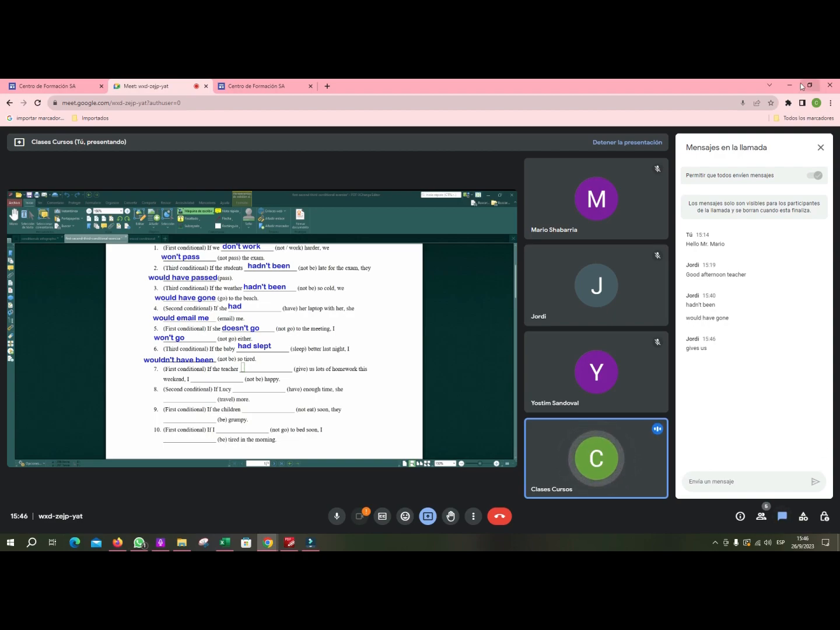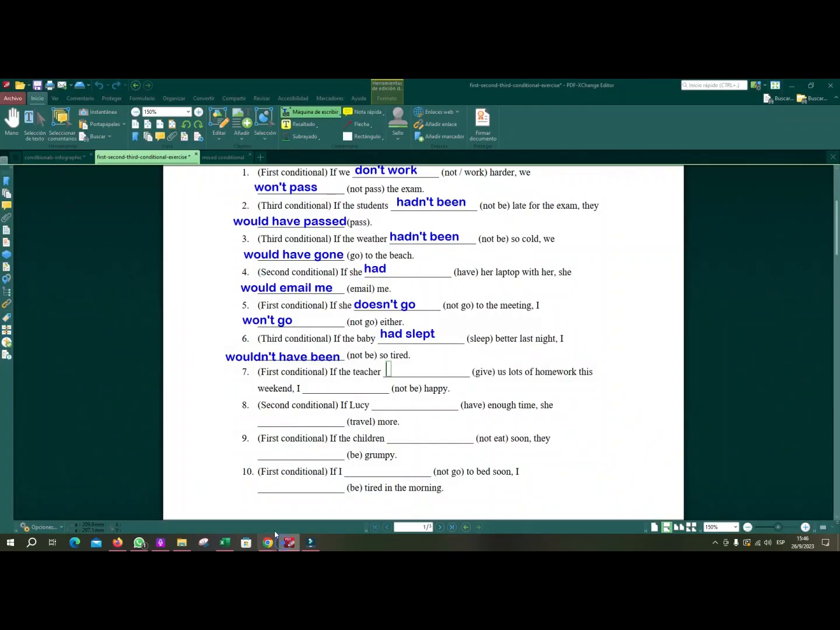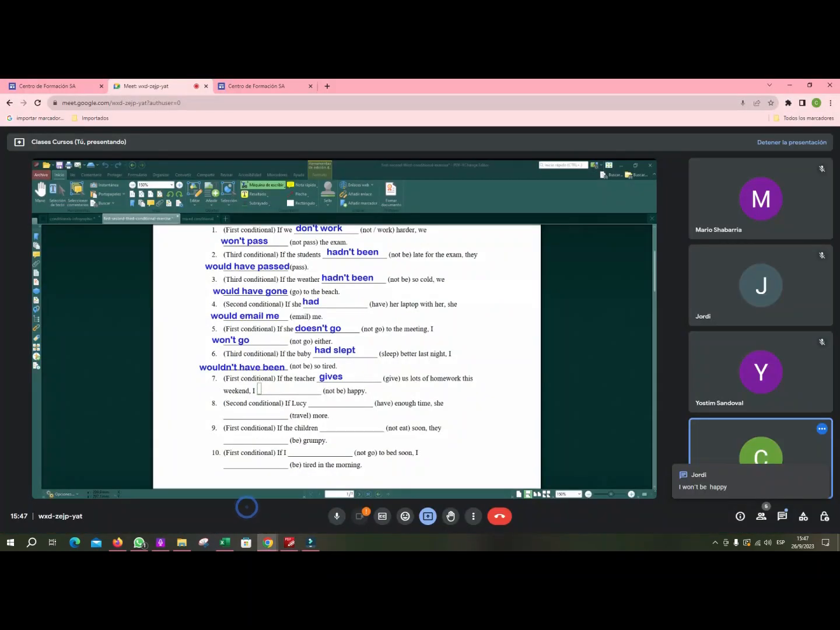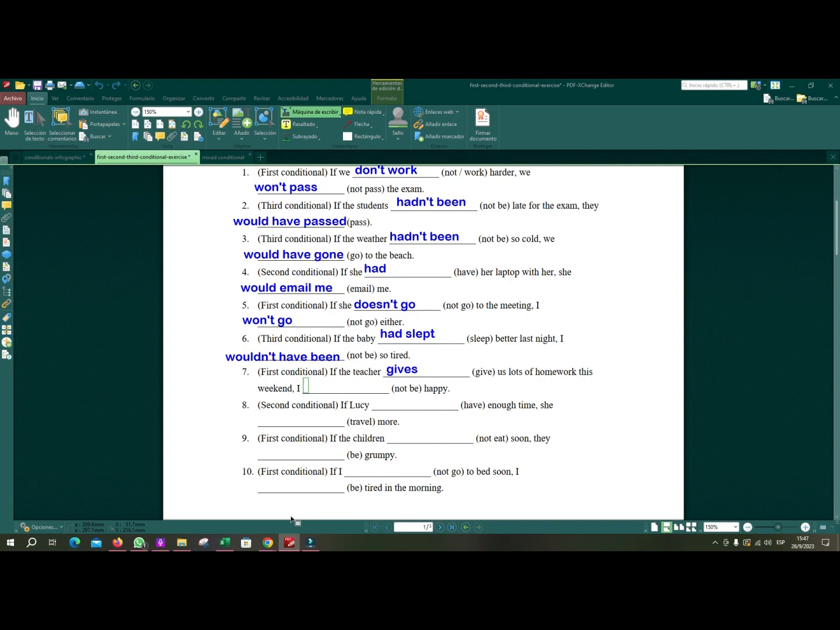First gives up. That would be, yes. So, if the teacher gives us lots of homework this weekend, I won't be happy. Nice. That would be. I won't be happy. Excellent. So, if the teacher gives us lots of homework this weekend, I won't be happy.